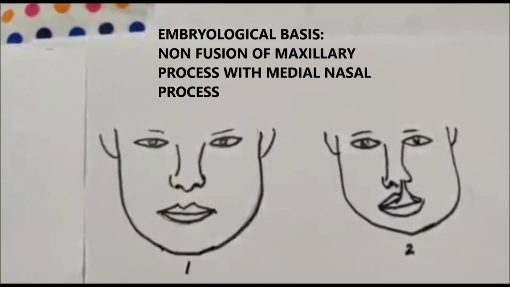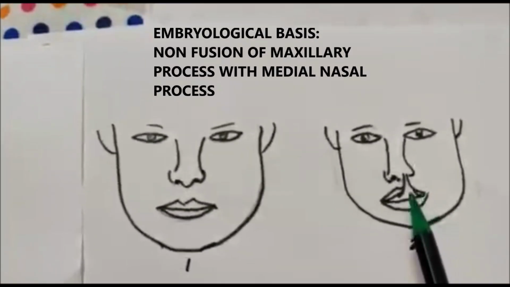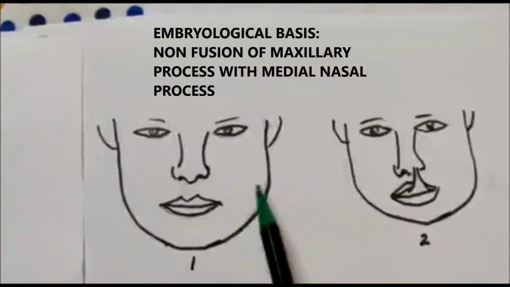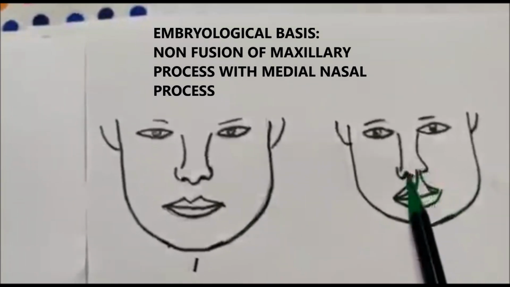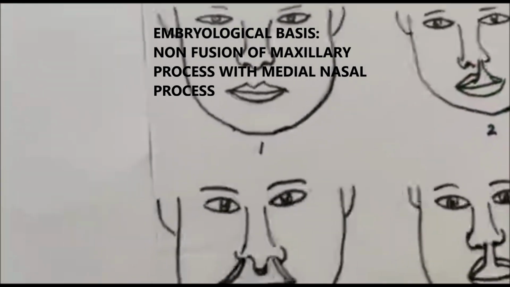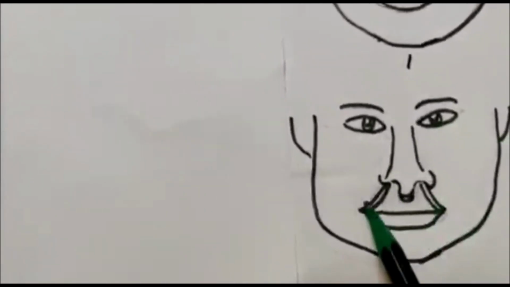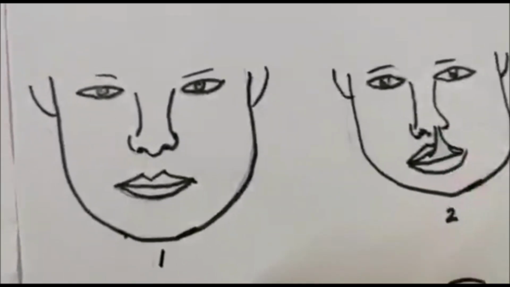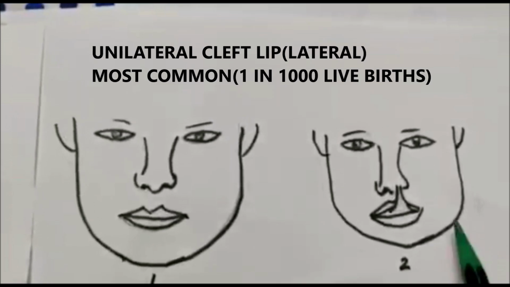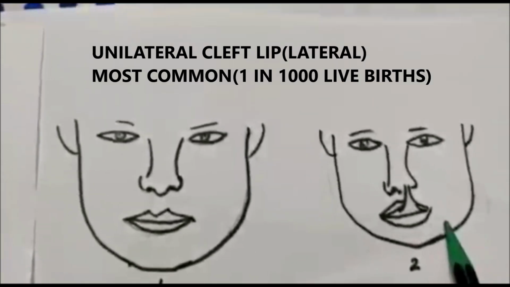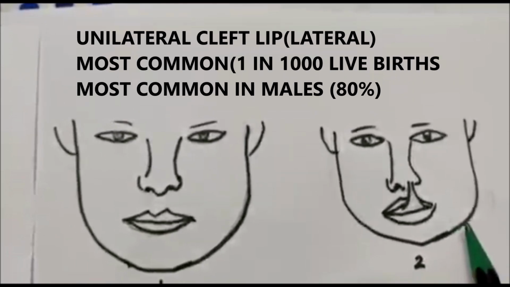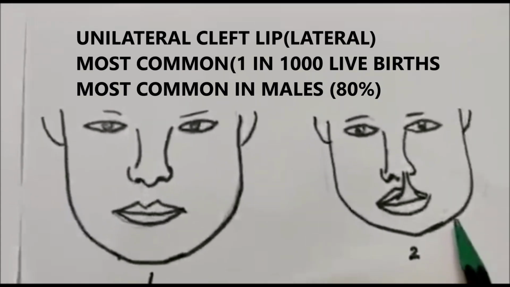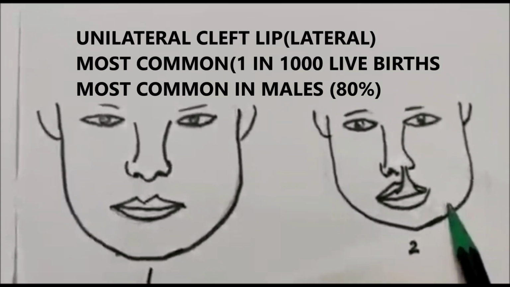The embryological basis of the lateral cleft lip is the failure of fusion of the maxillary process with the medial nasal process. If it is unilateral, this failure will occur only on one side, but if it is bilateral, then the failure will occur on both sides. In this case, the external nares are not separated from the oral cavity. Unilateral cleft lip is the most common lateral cleft lip, and in 80% of cases it is seen in males as compared to females, and the incidence of cleft lip is 1 in 1000 births.